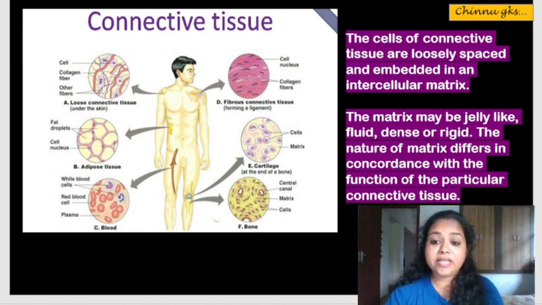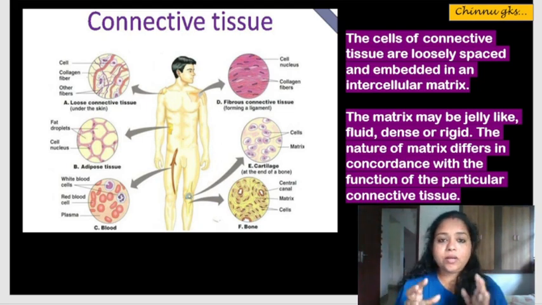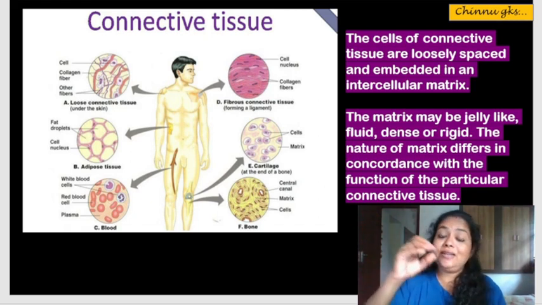The connective tissues are tissues whose cells are loosely packed and embedded in an intercellular matrix. What's a matrix? A matrix is a fluid, or a jelly-like substance, or a little more dense substance, in which the cells are present.